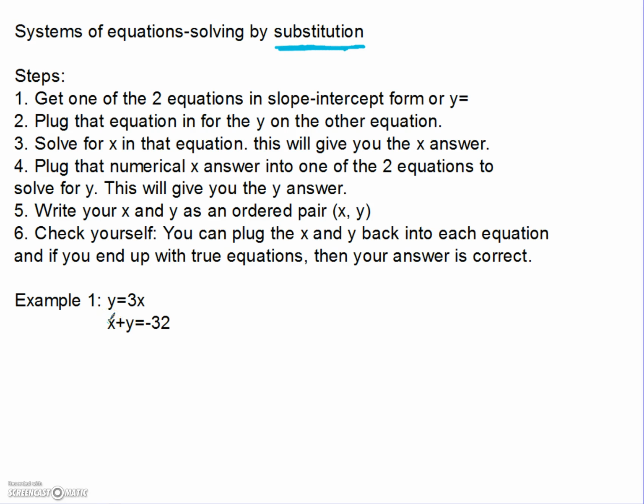For the first step, get one of the two equations in slope-intercept form, or you have like y equals something. In my example, I already have that, so I'm going to use this equation, y equals 3x, for that step. Now step number 2: you plug that equation in for y in the other equation. So x, then you plug this in for y, plus 3x equals negative 32.